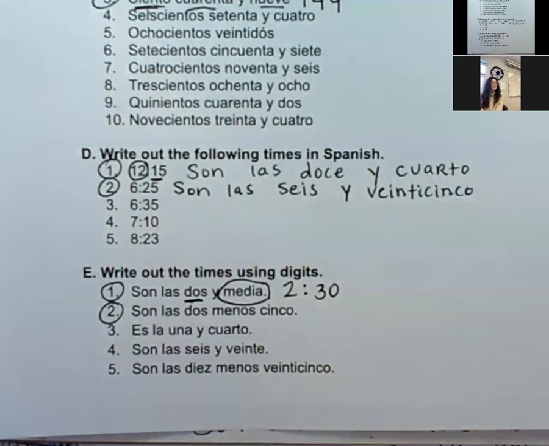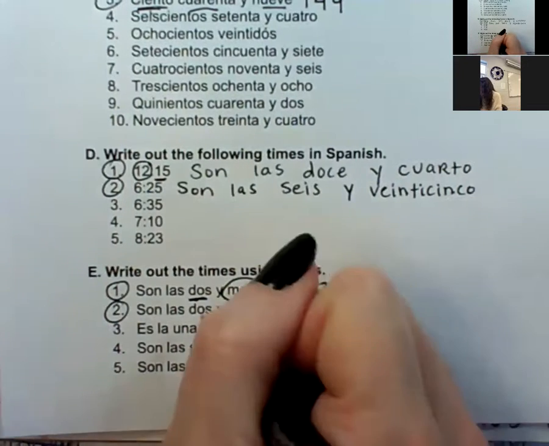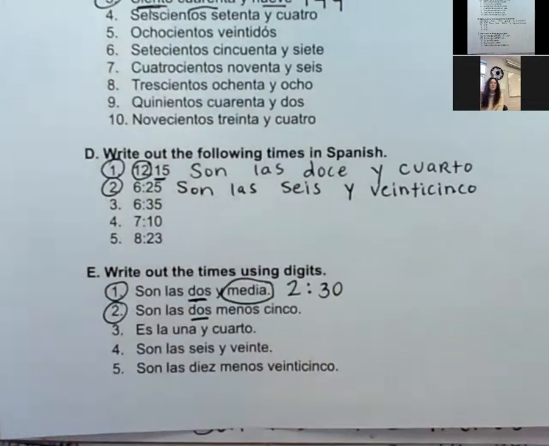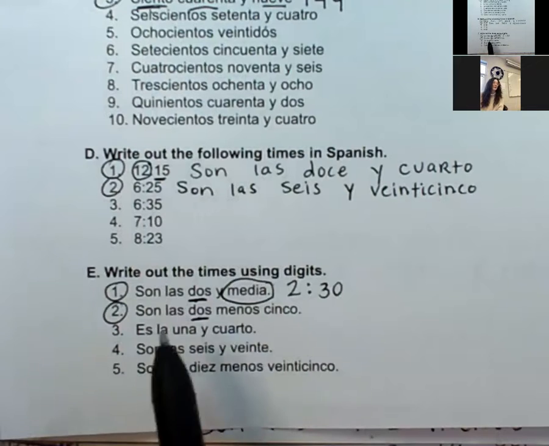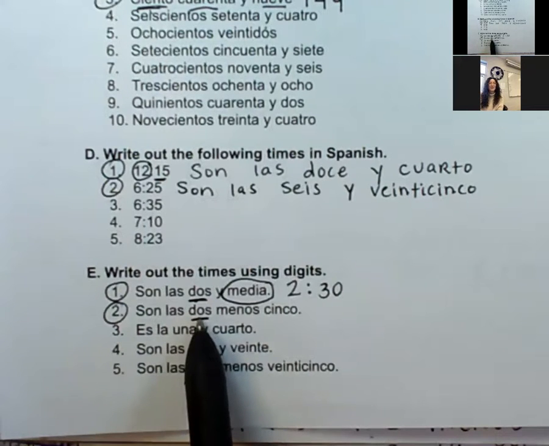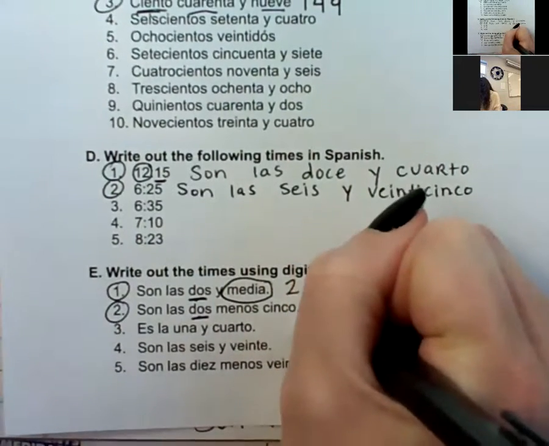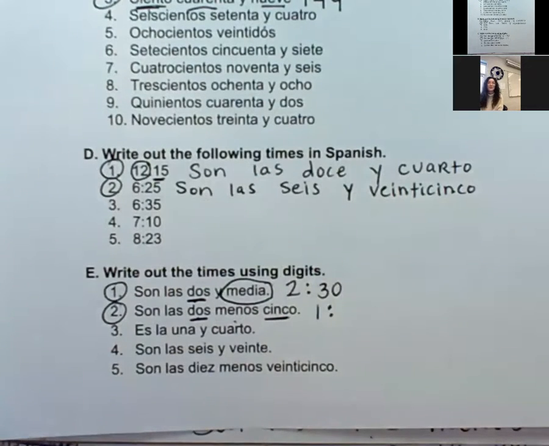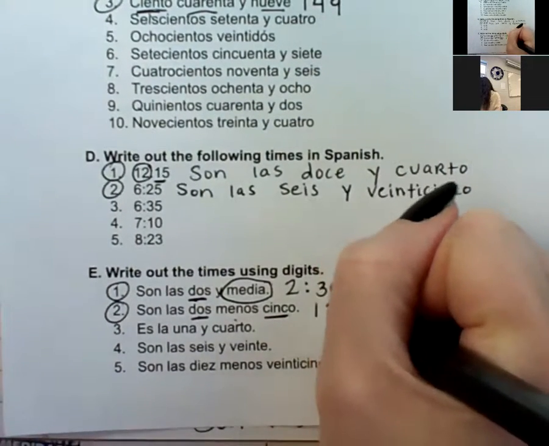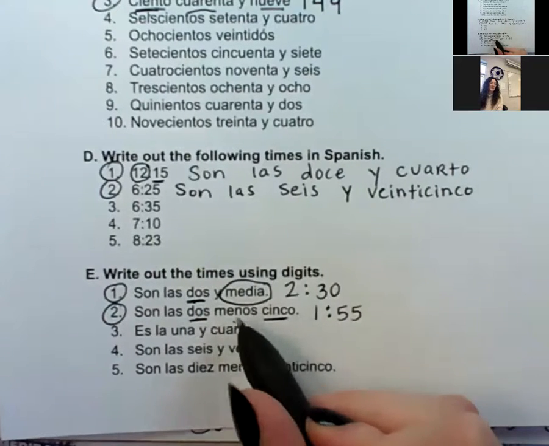And then our final example for number 2, son las 2 menos 5. Son las 2 menos 5. So this uses the menos method. So when we are kind of transcribing this into number form, instead of rounding this number up, we're going to round down. So because it says 2 minus 5, we know that our actual time is going to be 1 o'clock. And then you take 60 minus 5, we give you 55. So 1:55 would be the same as saying son las 2 menos 5.